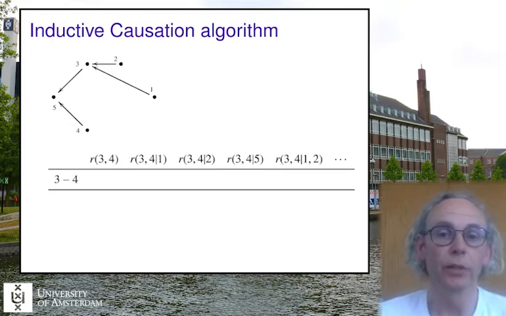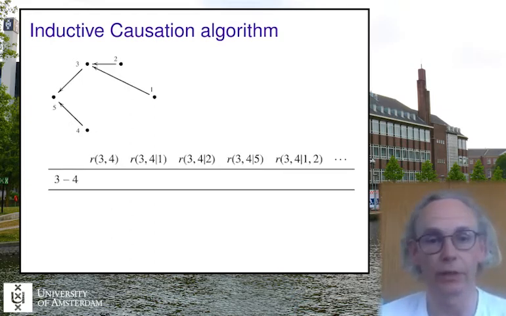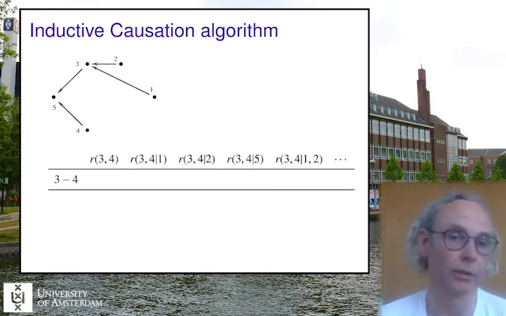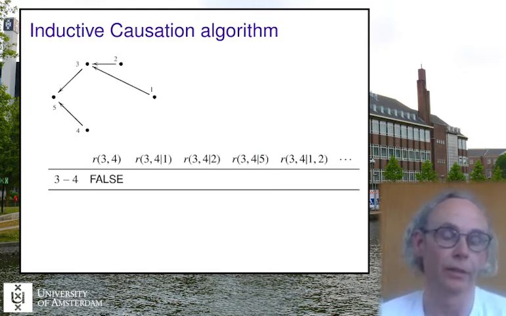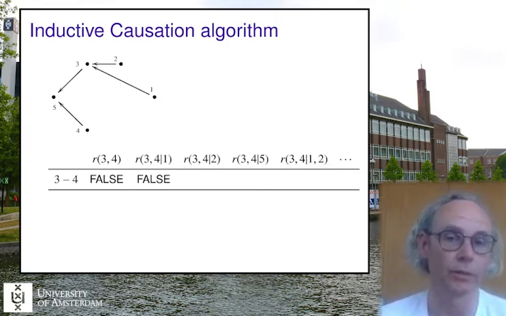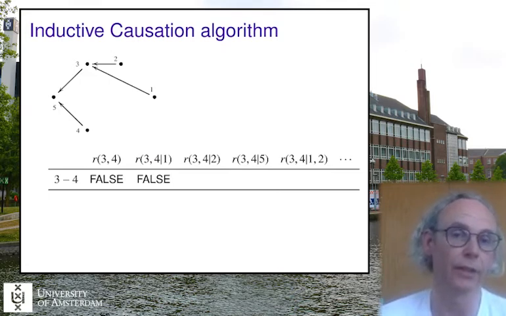Now we move on to another set of nodes and we pick 3 and 4. Now let's see what happens. Is there a correlation between 3 and 4 if we consider the graph? We ask the oracle, is there a correlation? And the oracle looks at the graph and says, no, there is no correlation between 3 and 4. Now what happens if we condition on variable 1? Does that change the correlation between 3 and 4? No, it doesn't. It doesn't have any effect like that.